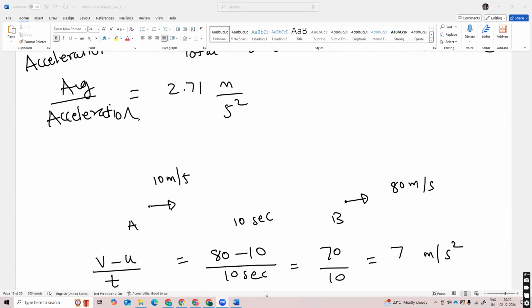So until now, do you have any question? Please write yes or no. Like acceleration, have you understood about the acceleration?